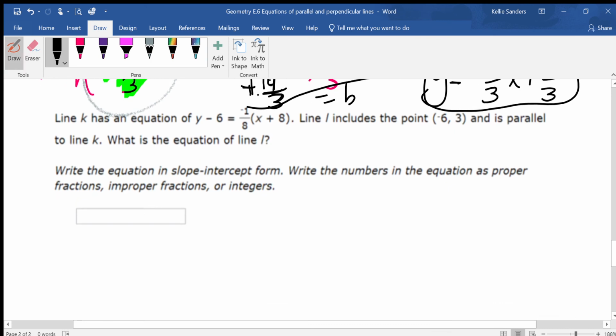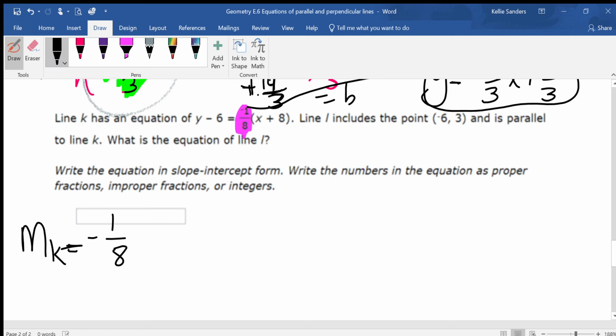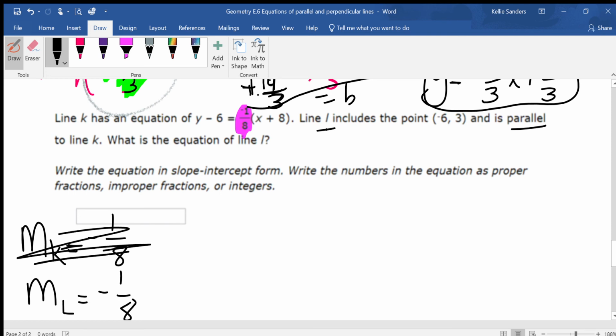Line K has an equation that is not in slope-intercept form, but that doesn't matter because the only thing we need to take away from that is the slope. Do we know what the slope is right now? Yes, we do, because that is the spot where the slope is. So the slope of K is negative 1 over 8. L is parallel. So what's the slope of L? Negative 1 over 8. We're finished with that. I just found b on the last one, didn't I?